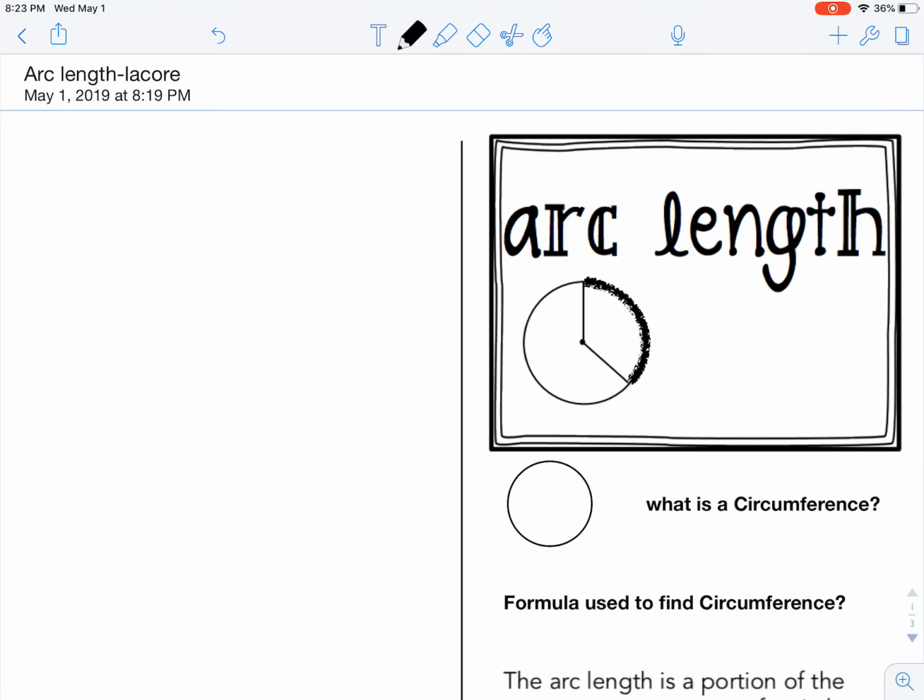Hey everyone, today we are going to learn about arc length.